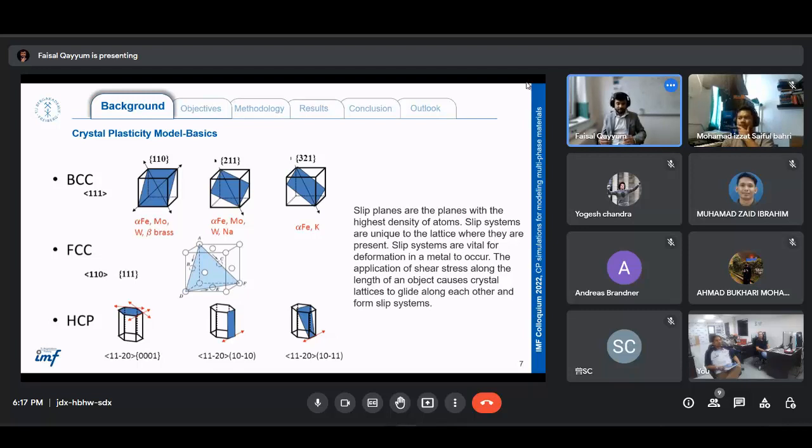In FCC crystal structures, the 111 plane is the most prone to slip plane activation, and in HCP the value is completely different. As the slip planes are the planes with the highest density of atoms, slip planes are unique to the lattice in which they are present, and these are also vital for the deformation of the material. The application of shear along the length of an object causes two lattice planes to glide along each other, and therefore slip takes place.